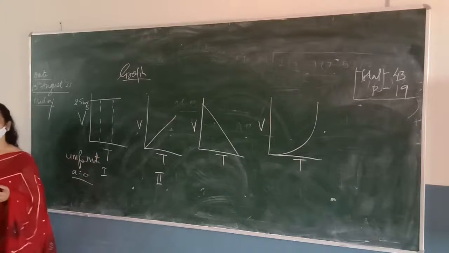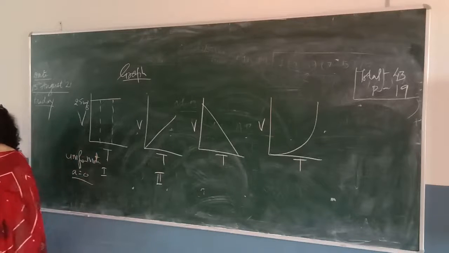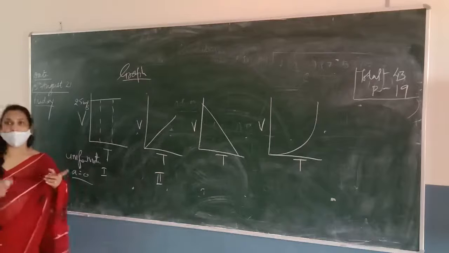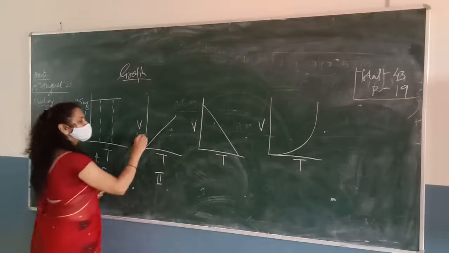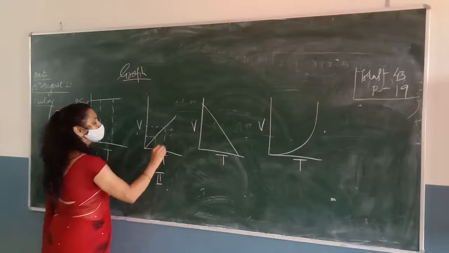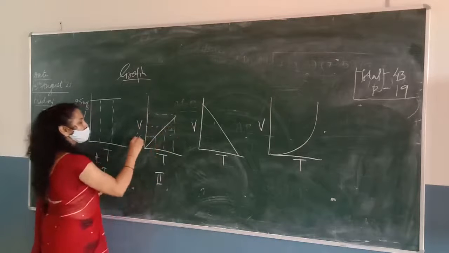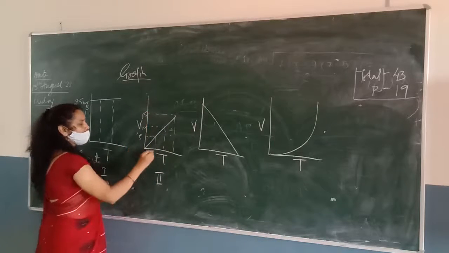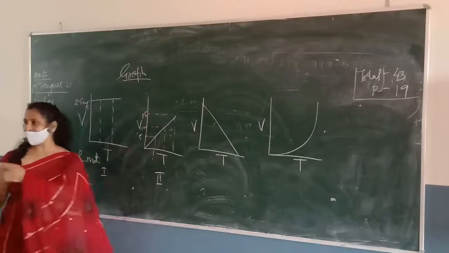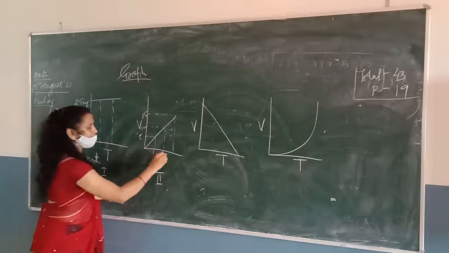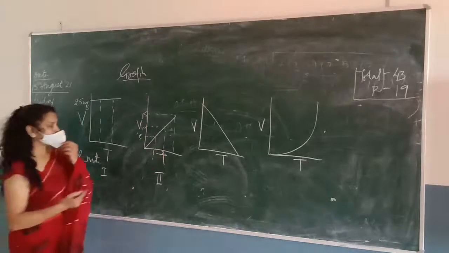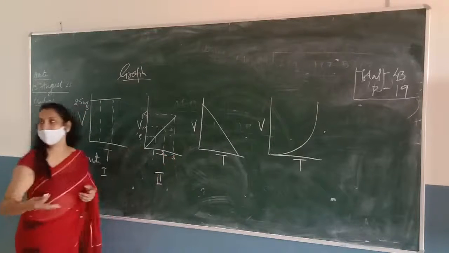Second graph. Yes, Raki. Uniform acceleration. Why uniform acceleration? Because again here the velocity increases with the time. Suppose this is 5, 10 and 15. So we can say at a time of 1 second it has the velocity 5 meter per second. At a time of 2 seconds it has the velocity of 10 meter per second. At a time of 3 seconds it has the velocity of 15 meter per second.